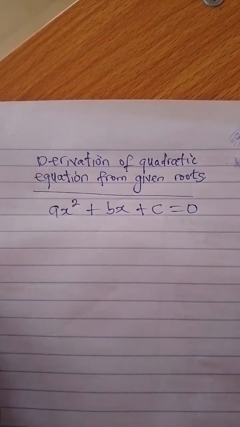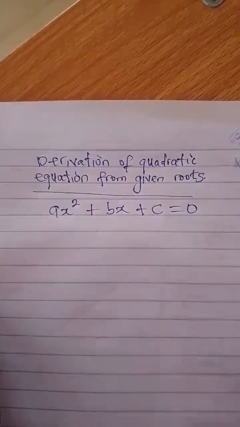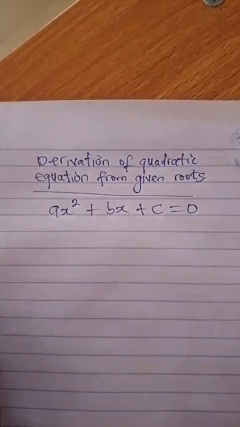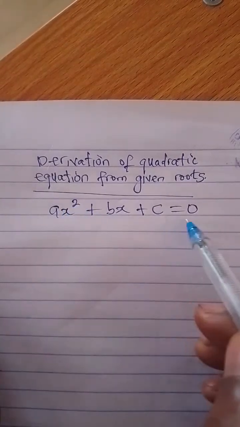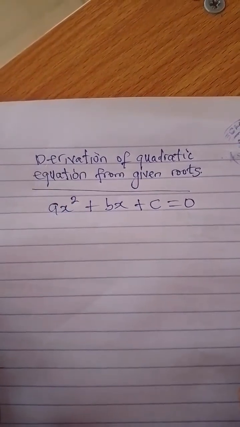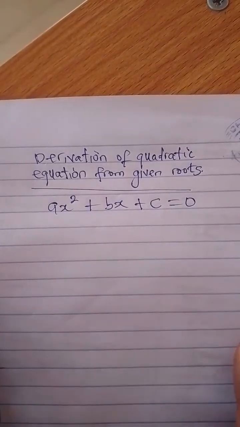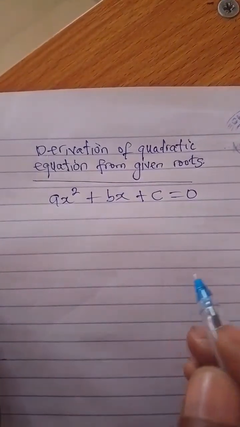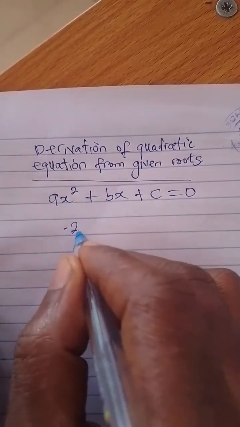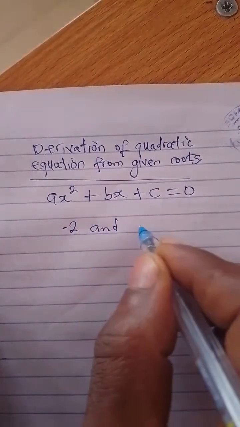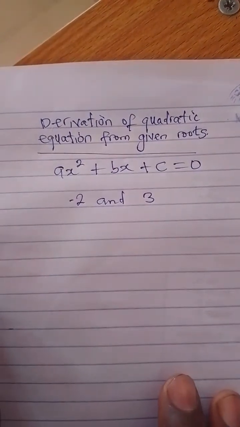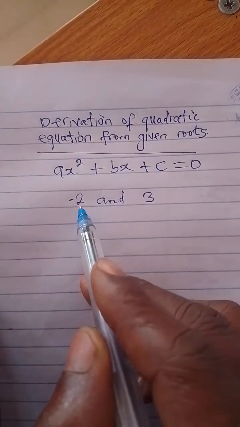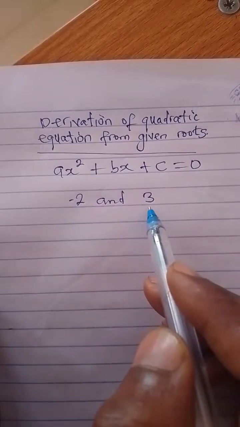But this time around, they are going to give us the solution and we'll find the equation that had the given solution. And the equation will be in this form. So example, find the equation with the root minus 2 and 3. So we are going to find the quadratic equation that has the root minus 2 and 3.